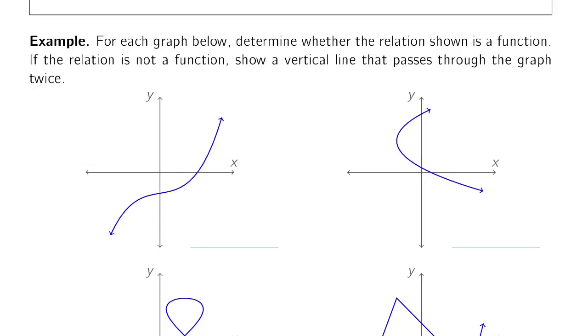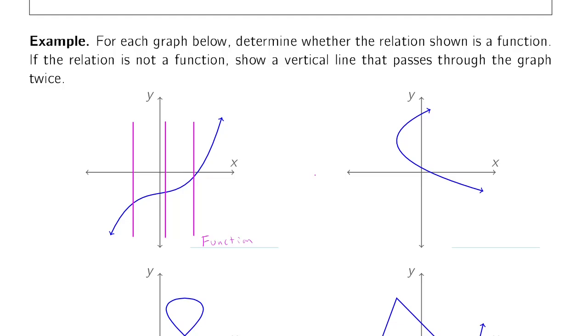Here we have the graphs of several relations. And to decide whether or not we have a function, we'll look at the graph and we'll imagine drawing vertical lines and see if they cross it more than once. In this first example, we see that we're not going to come up with any vertical lines that cross this more than once. So this first example is a function.